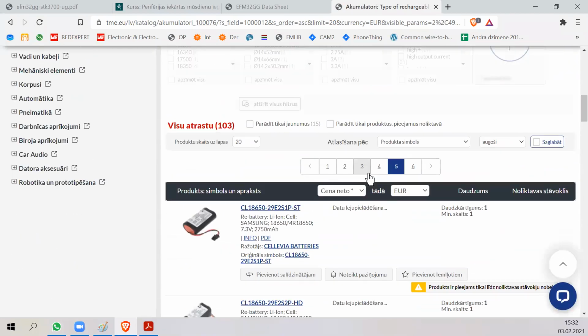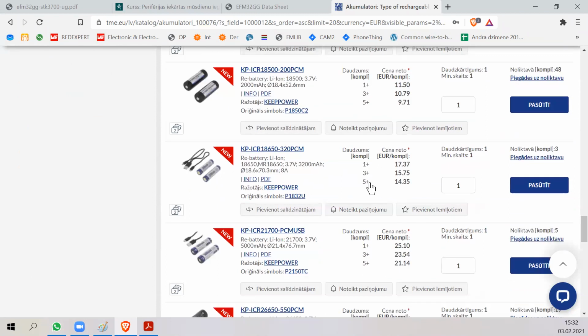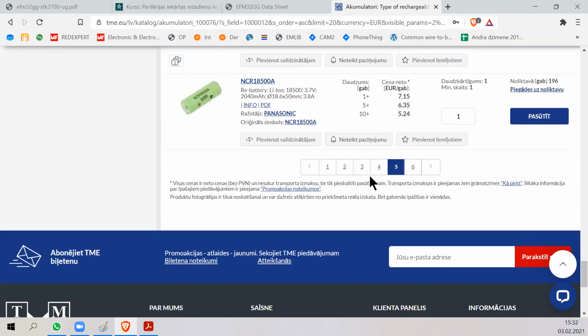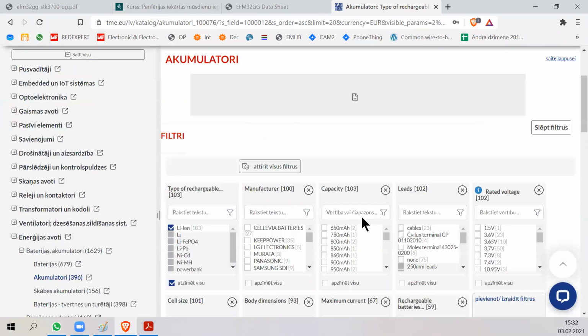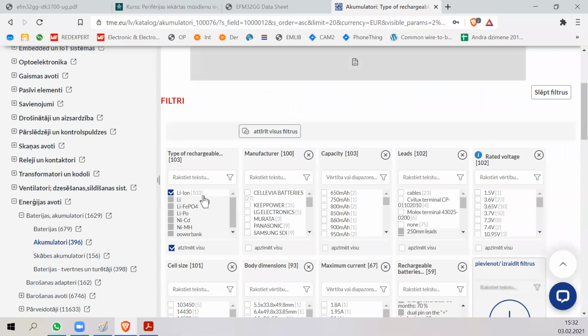So that is a little bit of an engineering choice that you have to make, a decision.